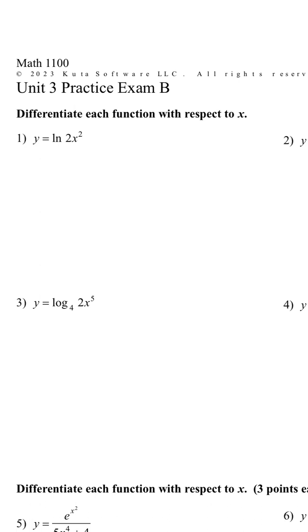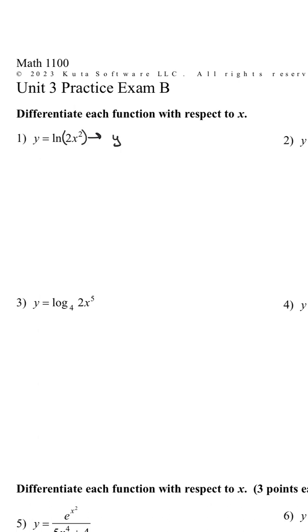You need to remember the rule for differentiating logarithms. Natural log, rather, would be 1 over u times u prime. Now, what I'd recommend is you do rules of logarithms first. So this is 2 times x squared, which means it's a product.